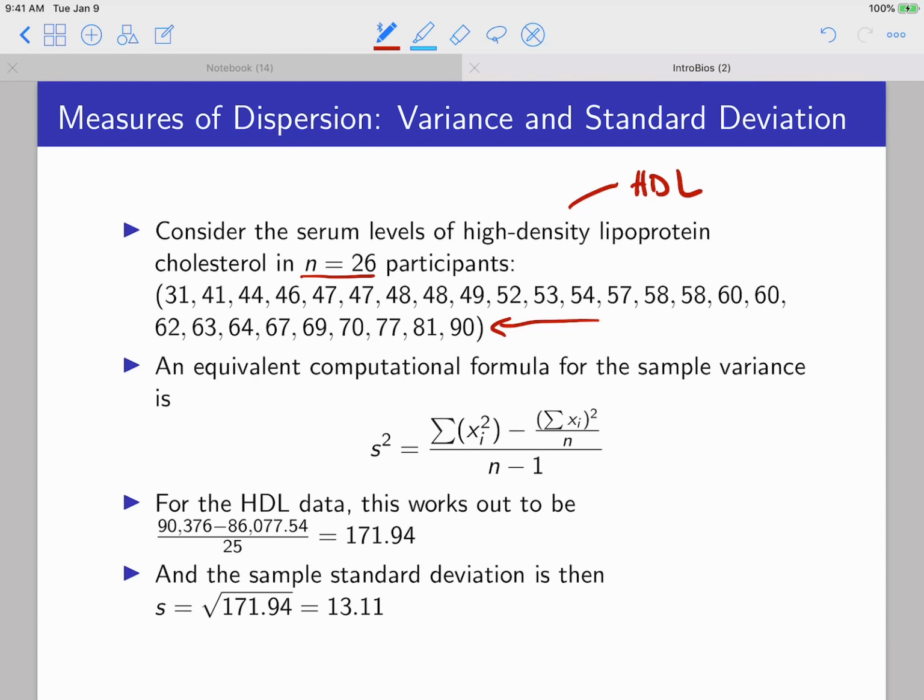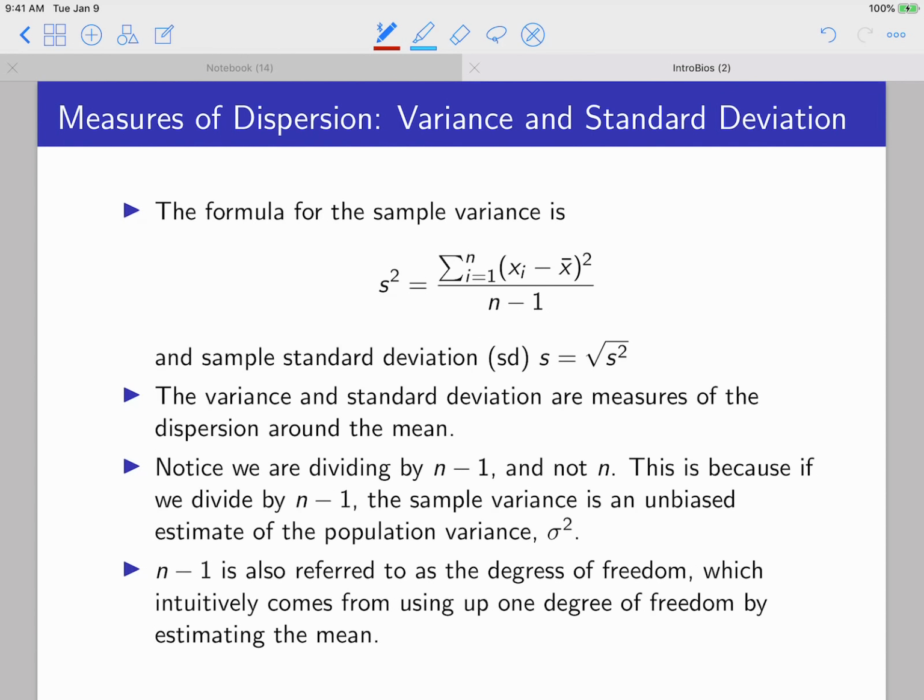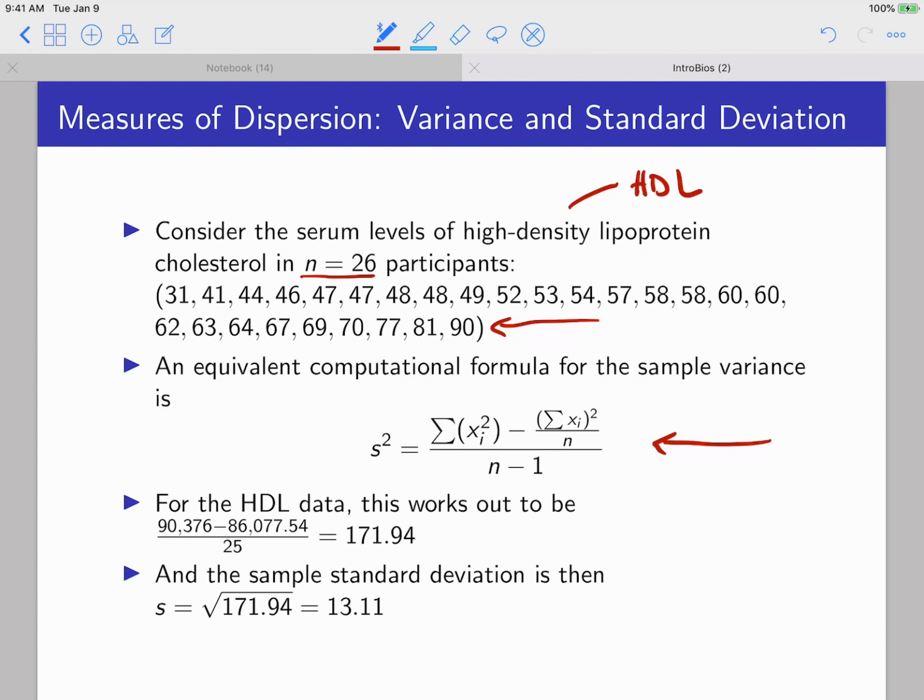What I've written here in this formula is an equivalent and convenient computational formula for this one right here. Mathematically they're equivalent, but it just turns out that this formula requires less computational work. But the book has a slight error here. It's missing the square term. So I just want you to keep that in mind.